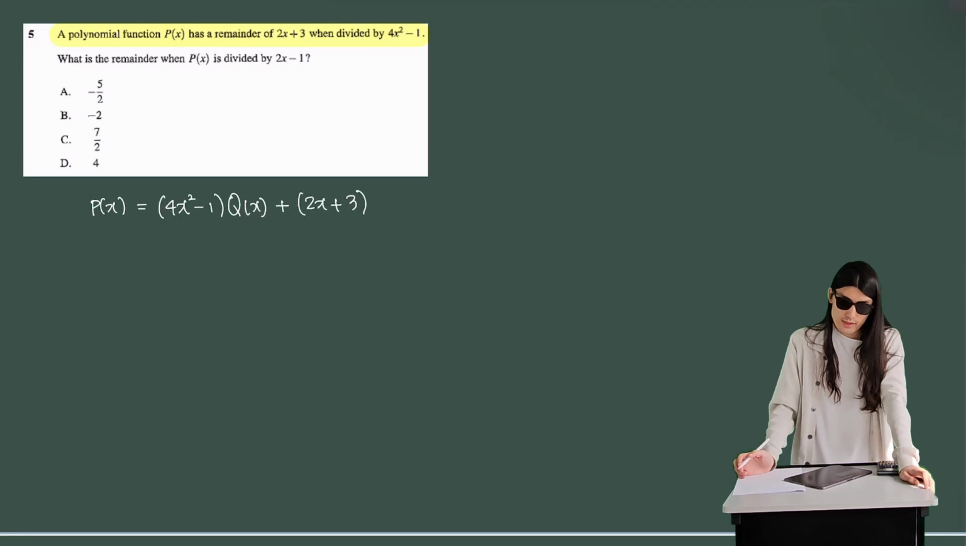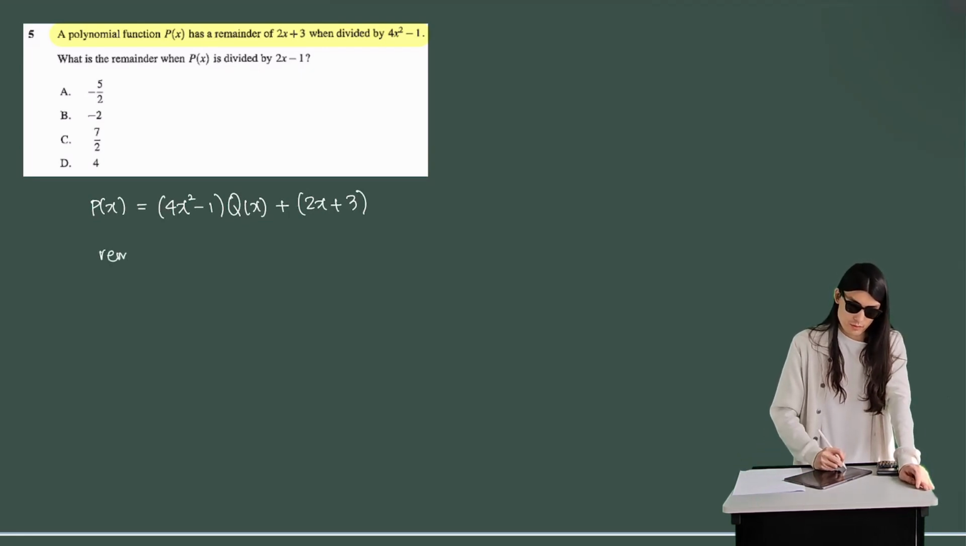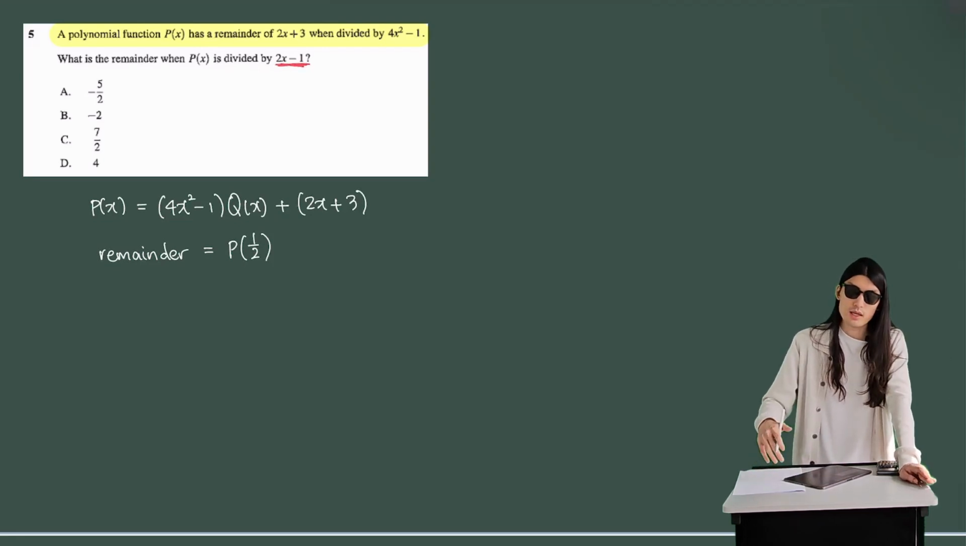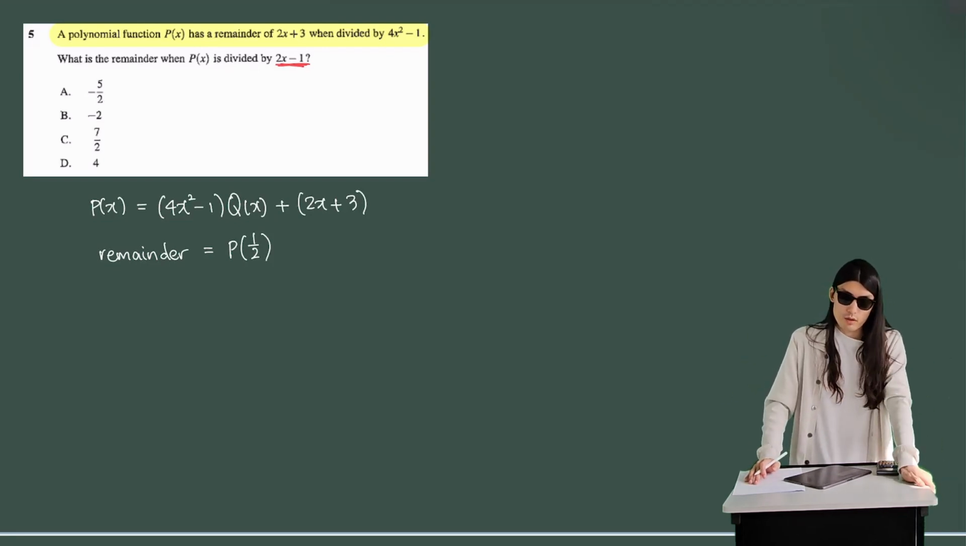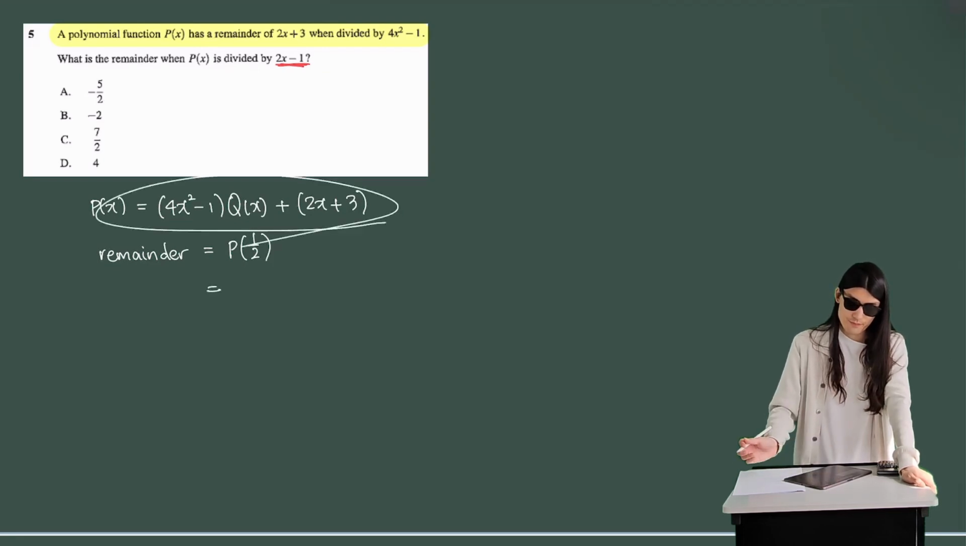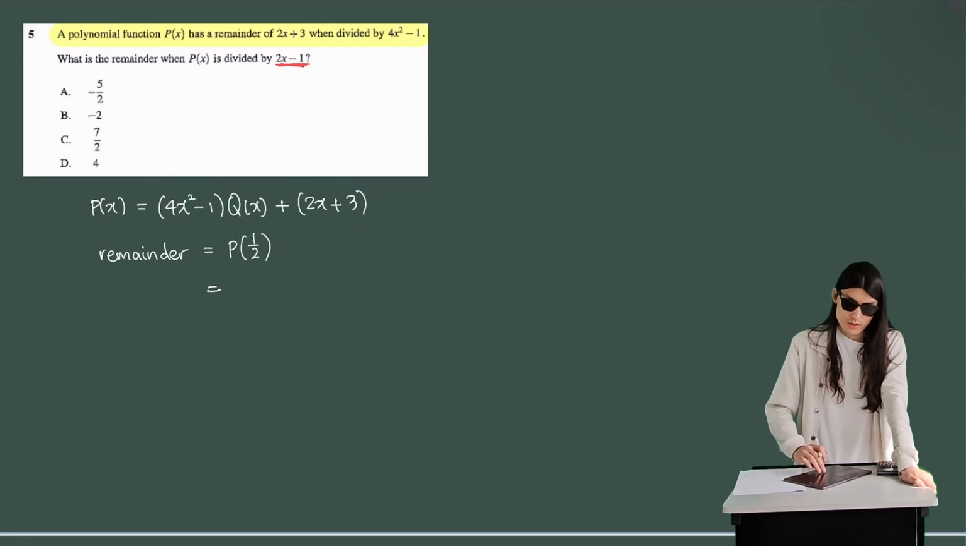The question is: what is the remainder when divided by 2x minus 1? They're asking you to find P of half. How do I know that? Remainder theorem, right? Half is the 0 of my new divisor 2x minus 1, okay? And P of the 0 of the divisor is the remainder according to the remainder theorem. How do I get P of half? Well, put half into the expression for P of x, which I have.